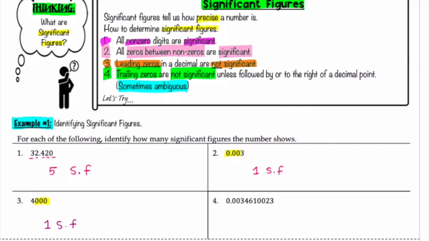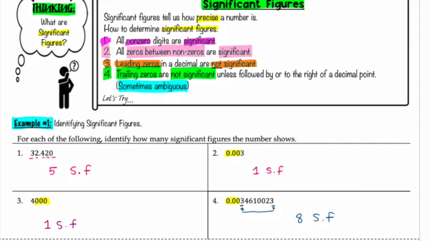Number 4, I am going to look at that last 3, and all those numbers in between are significant. The zeros in front are not significant. So here we have a total of 8 significant figures.